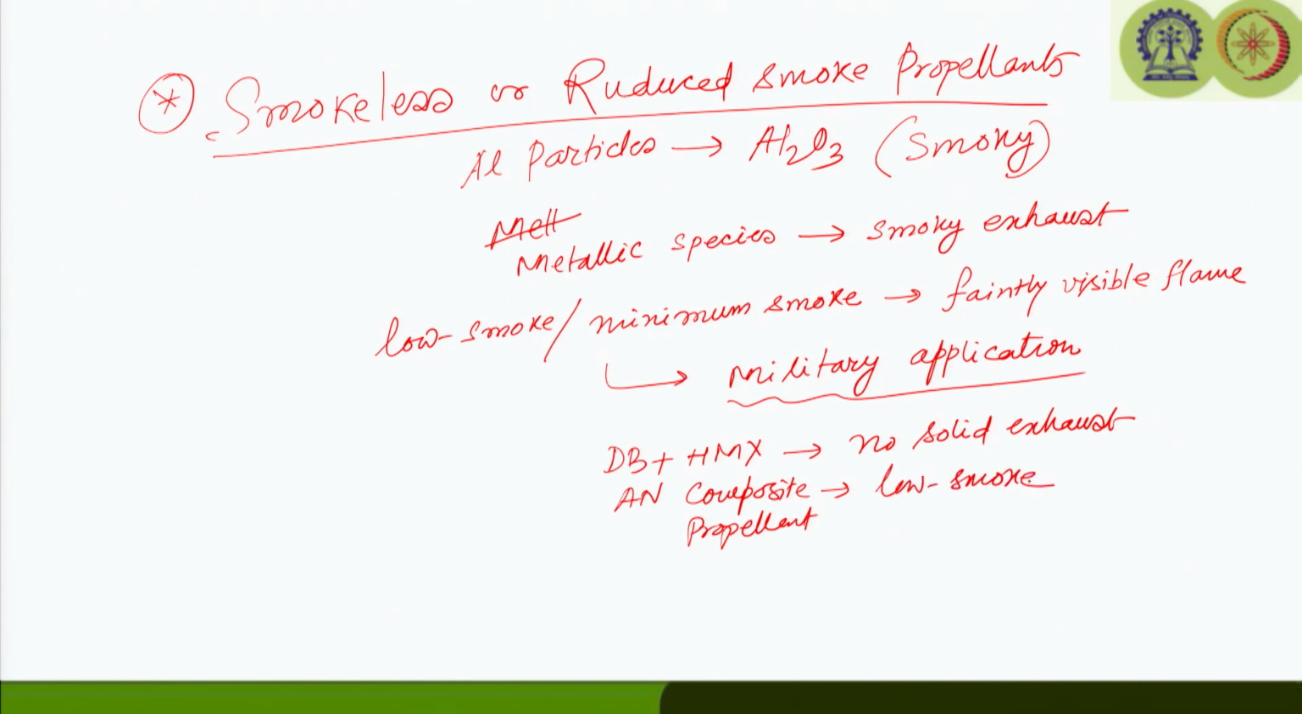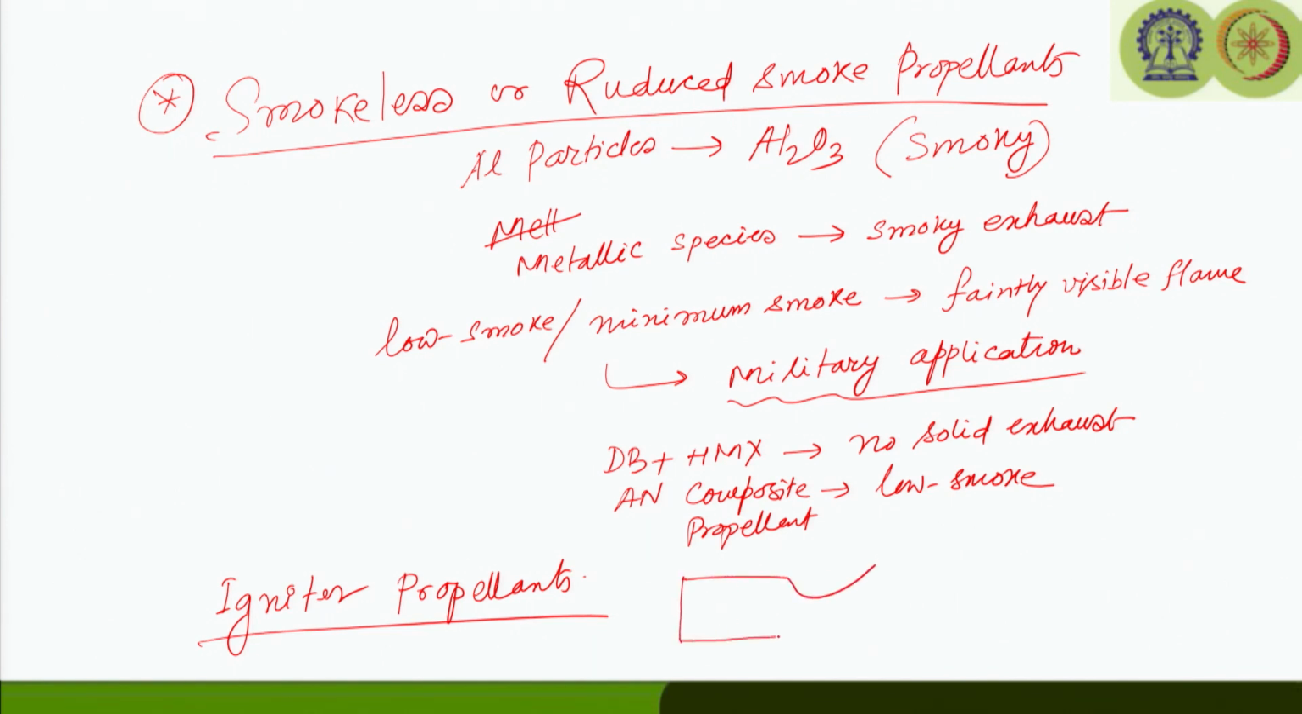The other type of propellant we also need to know is the igniter propellant. We will remember that once the propellant is there, we must ignite it using some igniter. So, we have the igniter here, and igniter plumes will be created. So, there are certain categories of propellants where the choice of propellant depends on the applicability.